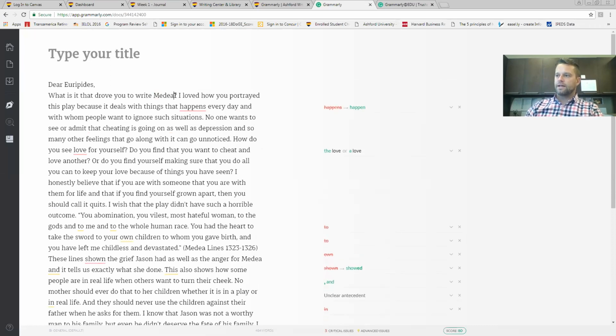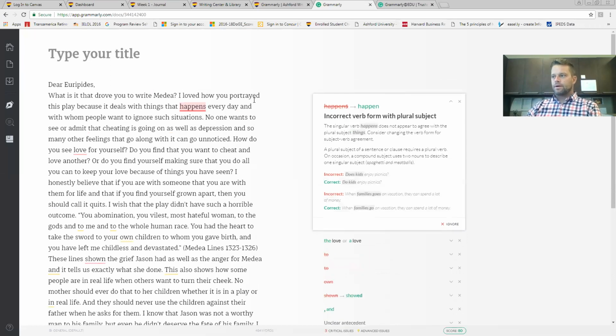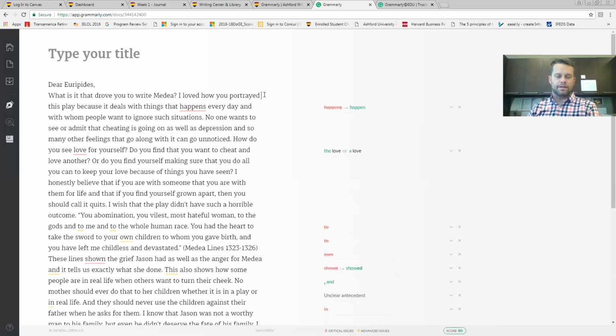Now here, I would want to italicize this. I don't believe that it's letting me italicize. All right, so if you don't know, Medea is a story about a woman. Her husband, Jason, leaves her for another woman, and she decides to kill, spoiler alert, she decides to kill her two sons instead of going into exile. She also kills her husband's future wife and her husband's future wife's father. So it ends, it's really gnarly. All right, what is it that drove you to write Medea?